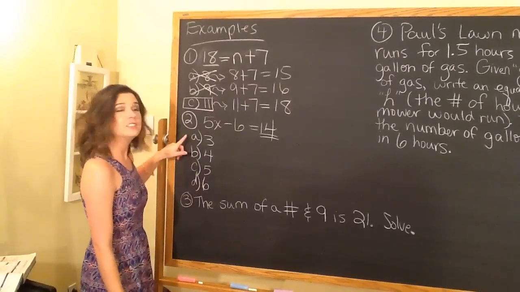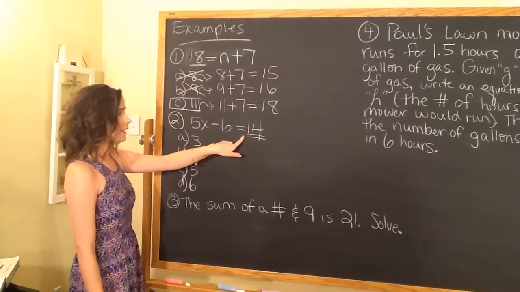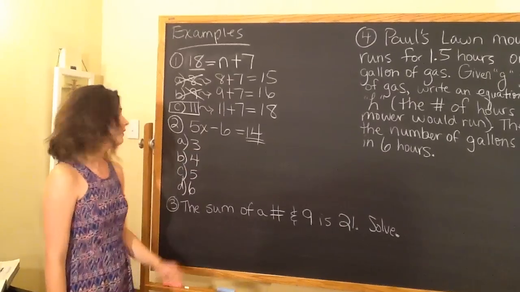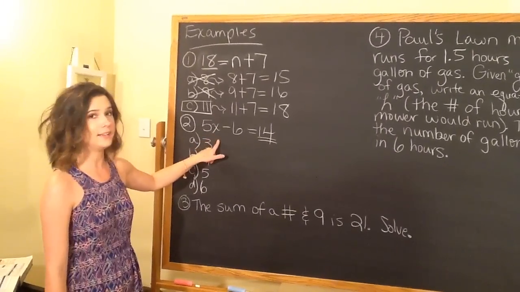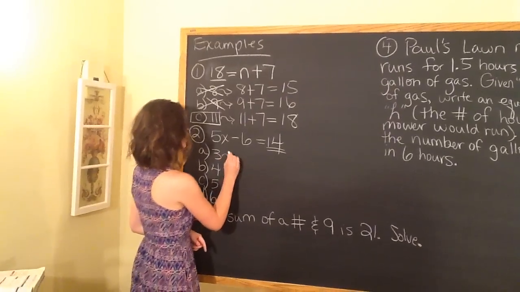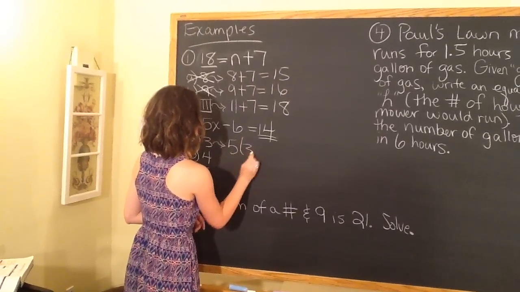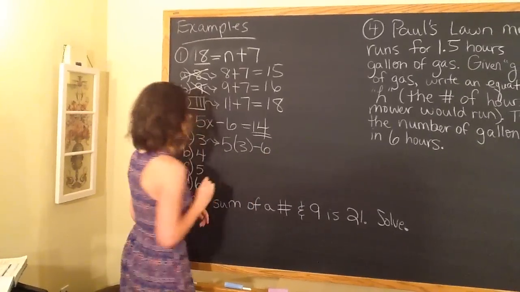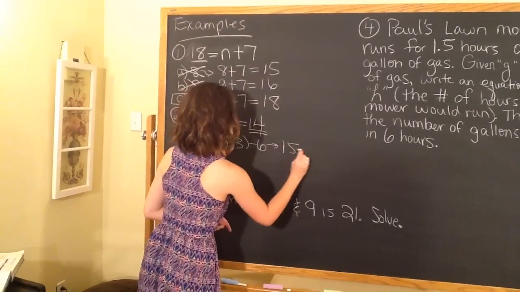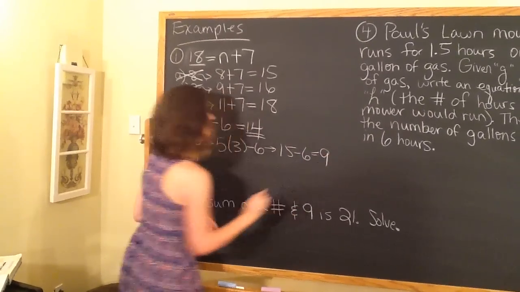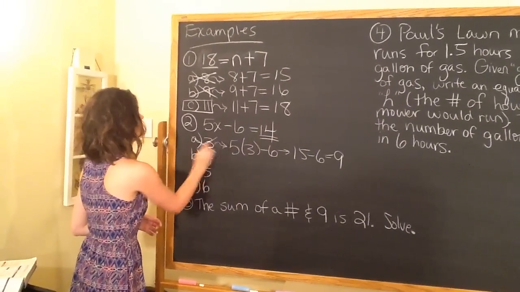Let's look at number 2. It's very similar. We have 5x minus 6 equals 14. So we're going to figure out which one of these is the correct solution for x. Let's go ahead and plug them in. If we plug in 3 for x, we'll have 5 times 3 minus 6. So we would have 15 minus 6, which gives us 9. Is that the same as 14? No. So we know that this is not the solution.